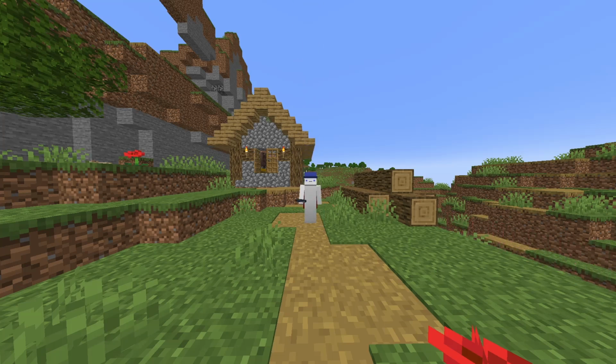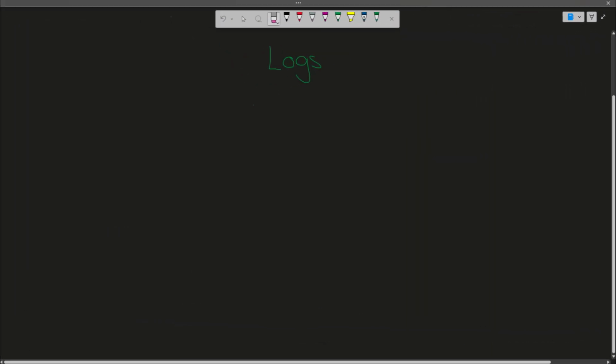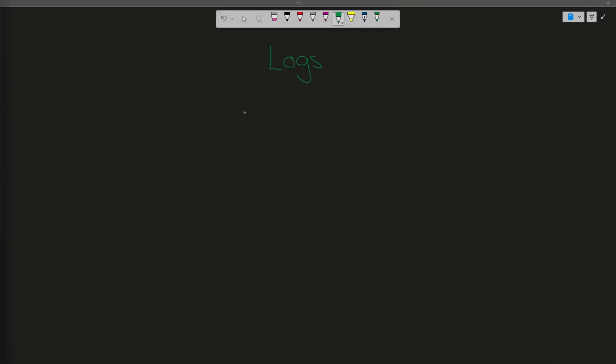So you're here to learn about logs. No, not these logs. These logs. Let's begin with the basics. What is a log? Or rather, what is a logarithm?